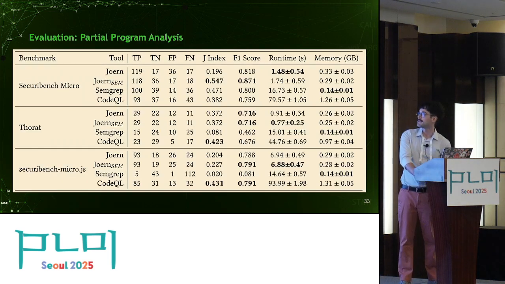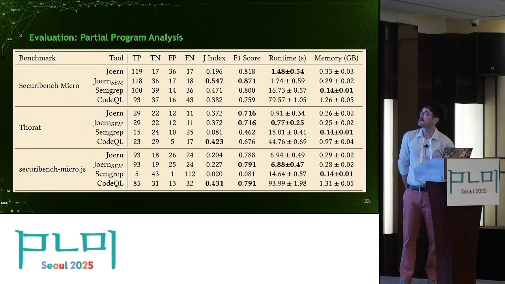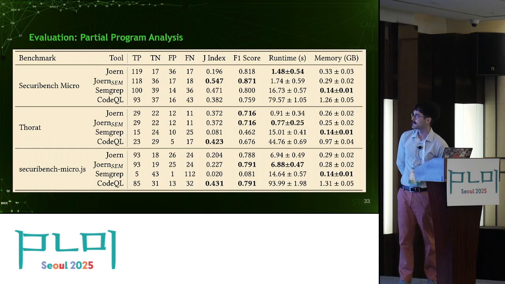Just to briefly explain this table, we have Joern with and without semantics. With semantics is the sem entry. For the Java equivalent, we have better recall and precision than the rest, and faster runtime. But Semgrep has much better memory usage.